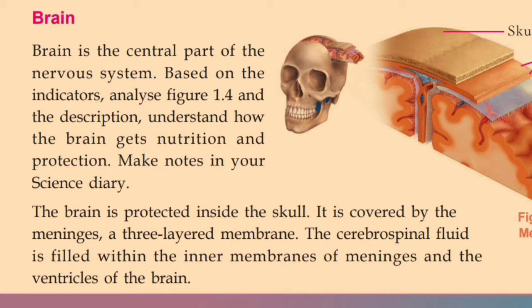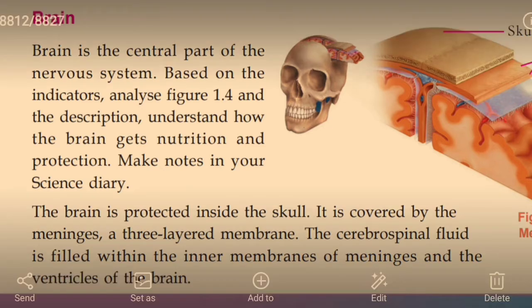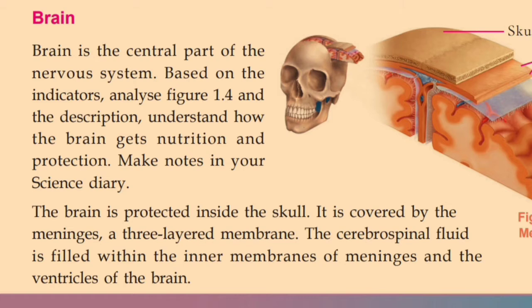Then how is the brain protected? The brain is protected inside the skull. Second point, it is covered by meninges. It is a three-layered membrane. Then the cerebrospinal fluid is filled within the inner membrane of meninges and the ventricles of the brain. This is the way that the brain is protected. In three forms the brain is protected.